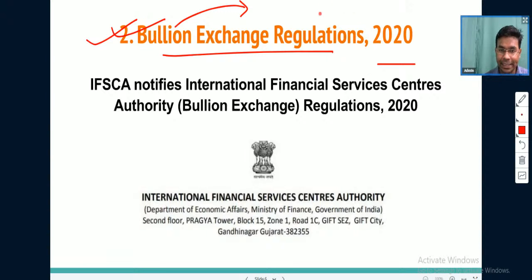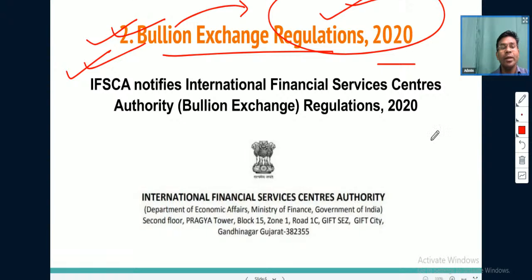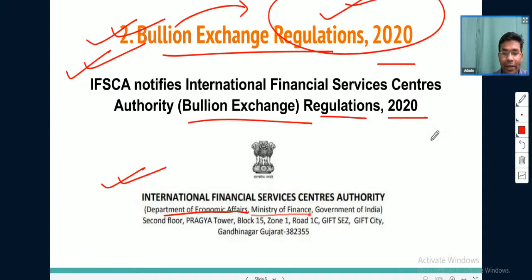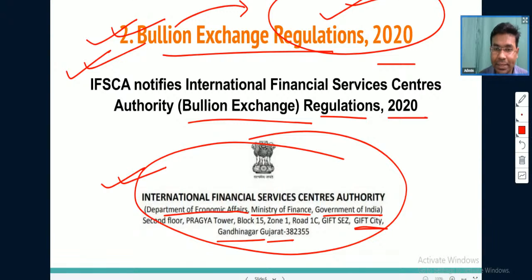They have recently released a regulation for the year 2020. We will understand it in detail. What is the context in which it was in the news? The International Financial Services Centres Authority has notified the Bullion Exchange Regulations 2020. This authority comes under the Department of Economic Affairs, Ministry of Finance, Government of India, and it is located in GIFT City, Gandhinagar, Gujarat. This is the address of the authority.